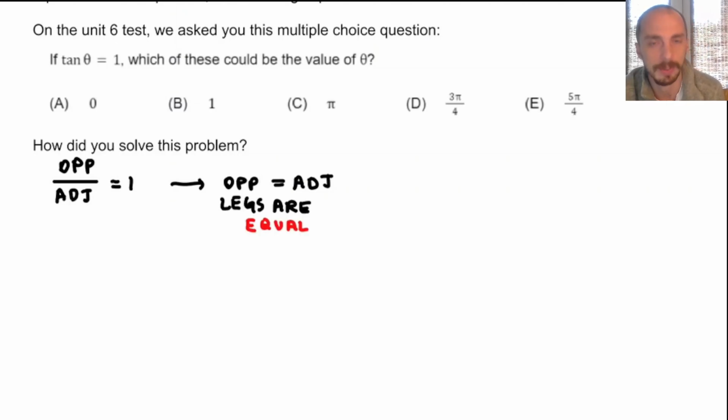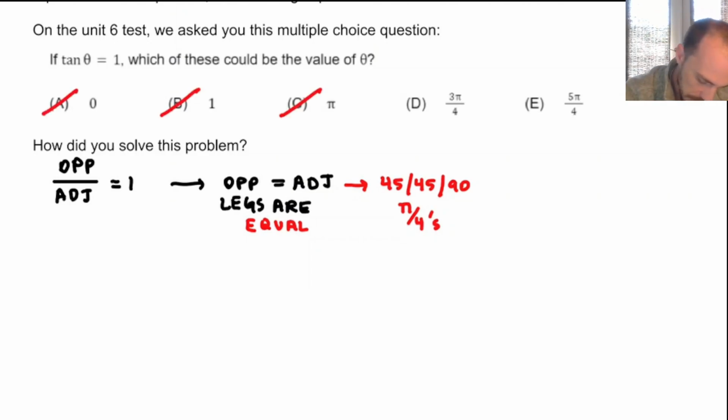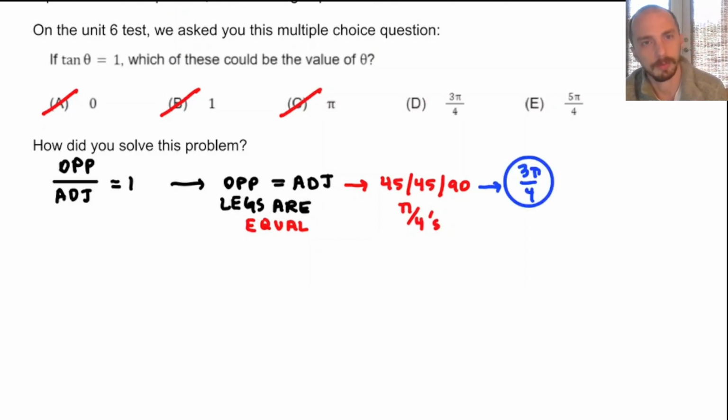And that meant we had to be having a 45, 45, 90 triangle. And we know that those correspond to the pi's over 4. And so with that, we could eliminate answer choices A and B and C. And so we're down to 2. So that's pretty good. But then at 3 pi over 4, we can probably just investigate what happens there. Probably the one you wanted was pi over 4, but that's not one of our answer choices.